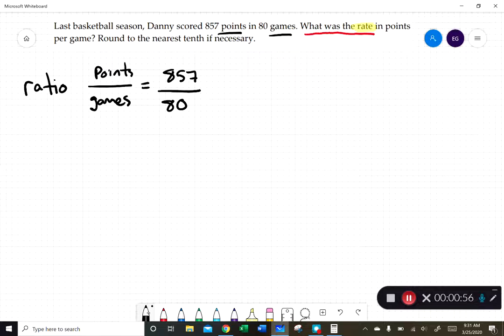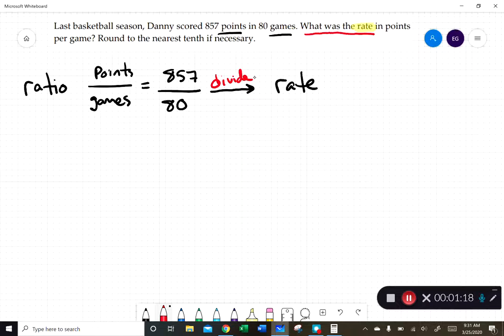And now to convert a ratio to a rate, we divide. And this is always what we do. If we want to convert any fraction into a decimal, remember the word fraction means division. So if we want to convert a fraction to a decimal, we divide. A ratio is a fraction, a rate is a decimal.